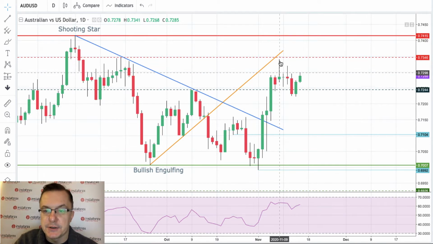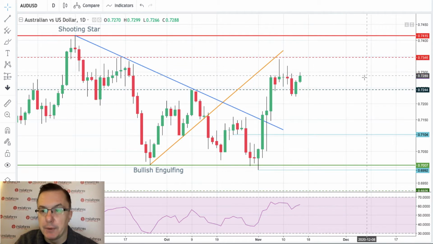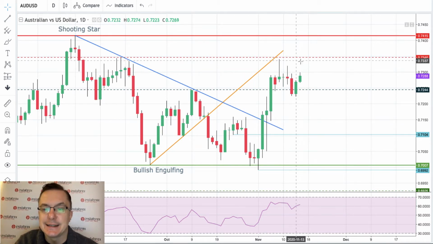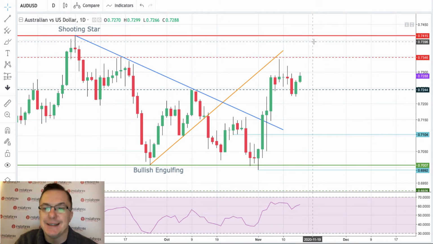Here it is, 7,244 pips. But please pay attention to this pin bar. This pin bar on the daily time frame chart is telling us that prices above 7,346 are being rejected, and there is some visibility of bearish pressure on the Australian dollar. So if bulls break above 7,346, then of course the road towards 7,415 pips is open.